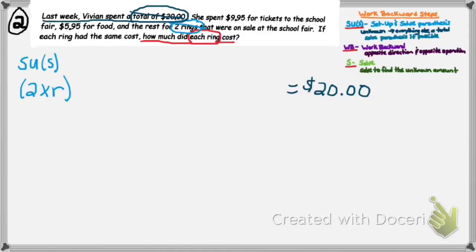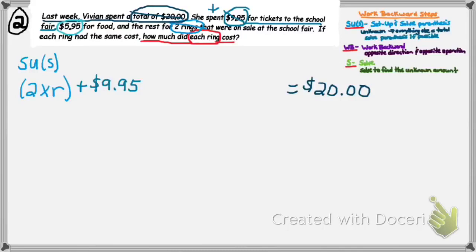So I started with my unknown, I have the total after the equal sign, and now I have to go back to everything else. Well, it says she spent $9.95 for tickets to the school fair, and if she spent $9.95 for tickets, that's money that went towards that $20. So we know she bought 2 rings, and she bought the tickets for $9.95. Let's cross out the $9.95.